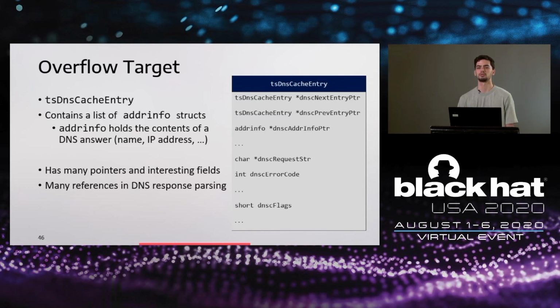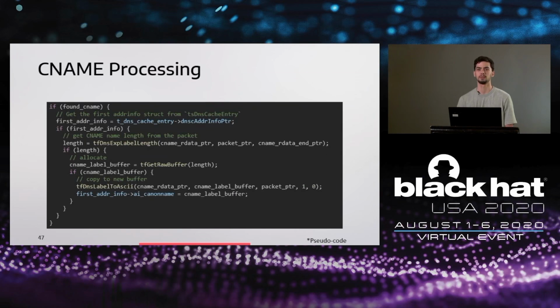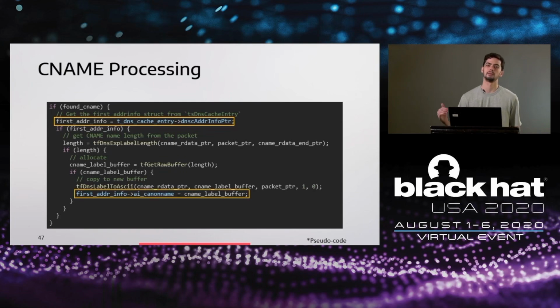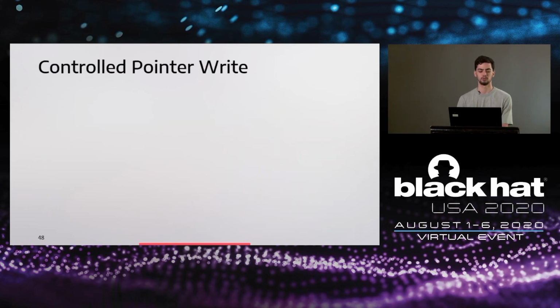So assuming we can overflow this struct, what can we do with it? For example, during CNAME record processing, you can see this bit of pseudocode. It will first take a pointer from the cache entry, the addr-info list PTR, and save it in a local variable. It will then expand the CNAME, allocate the CNAME we provided on the heap, and it will later put the pointer to that heap buffer into the address provided from the DNS cache entry. So basically, if we can overflow the DNS addr-info PTR field of the cache entry with some arbitrary value, we can write a pointer to some address in the address space. So a controlled pointer write.